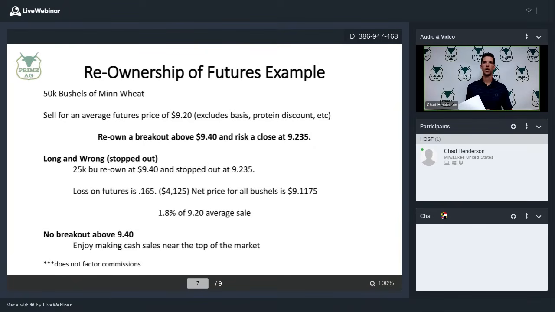No breakout above 9.40. Well, you get to look at this as you made cash sales near the top of the market. Let's say you again use 9 to 9.40. You make your sales in there, 5 sales or 10 sales, come out to an average around 9.20. And you call it good.